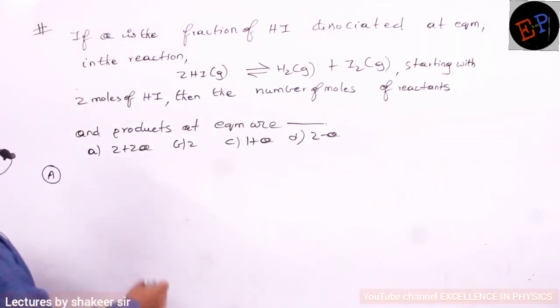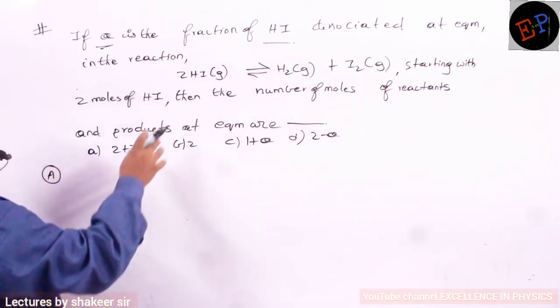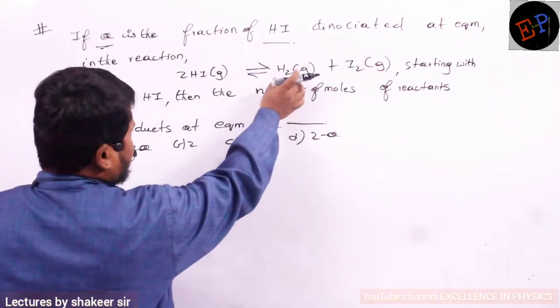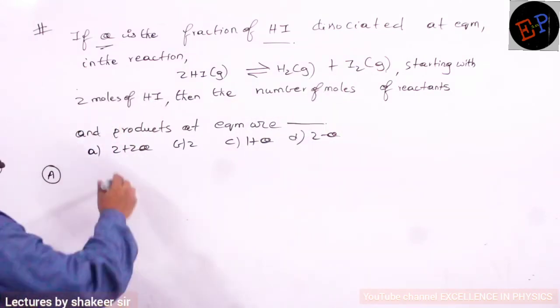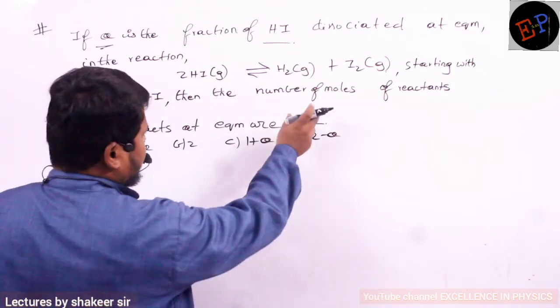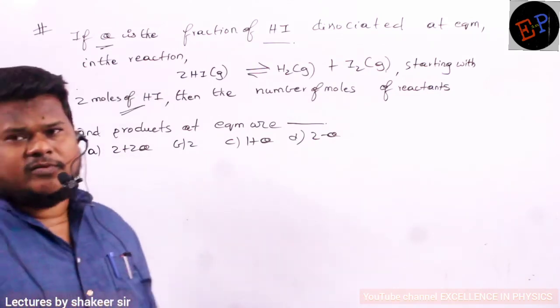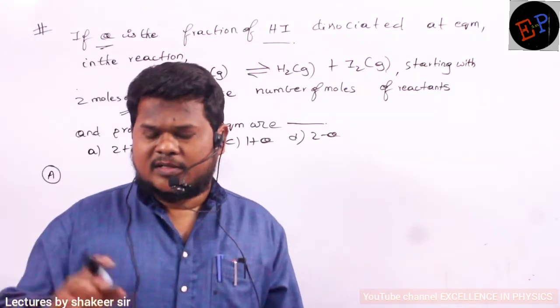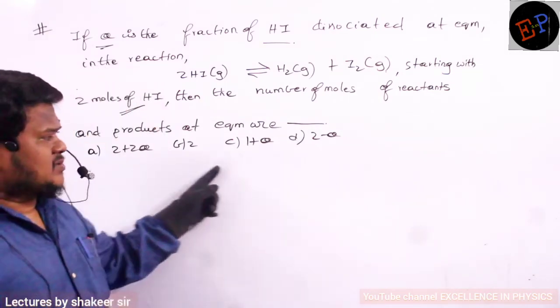See this question. Alpha is the fraction of HI dissociated at equilibrium and this is the reaction: 2HI dissociates into hydrogen plus iodine. Initially, how many moles of HI were present? 2 moles were present. Then we need the number of moles of reactants and products at equilibrium. Both we have to add and see which of the options is correct. Clear?